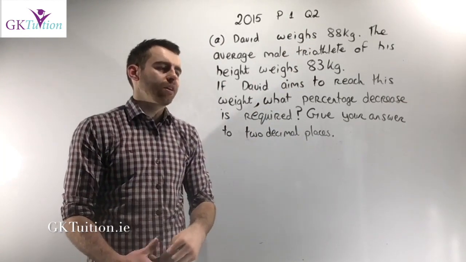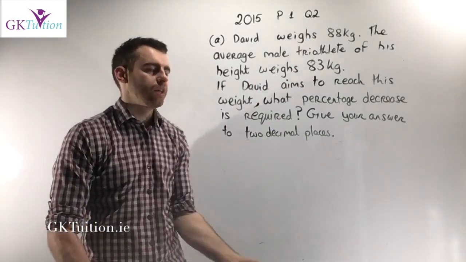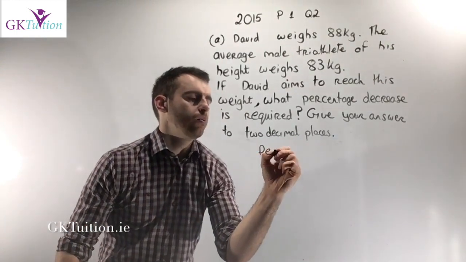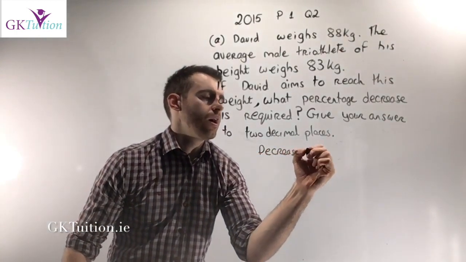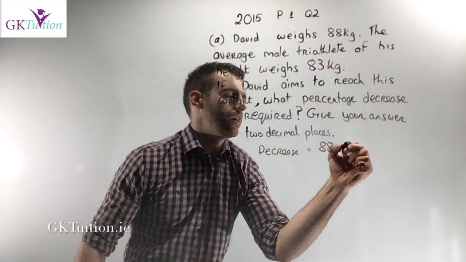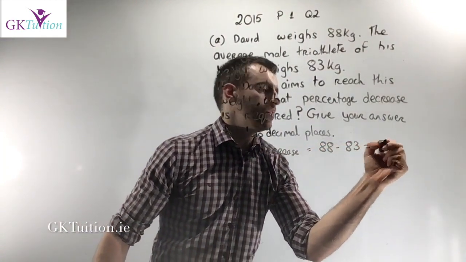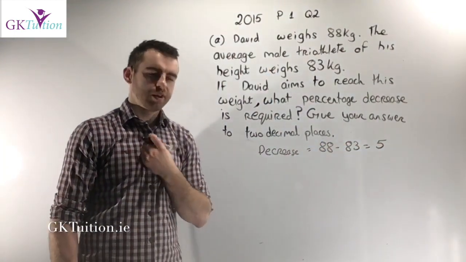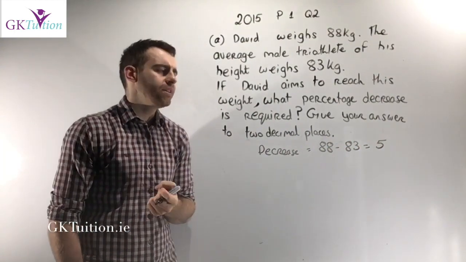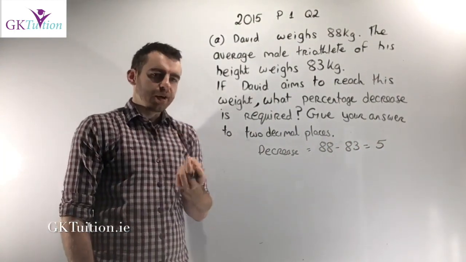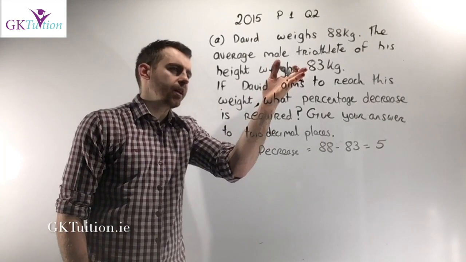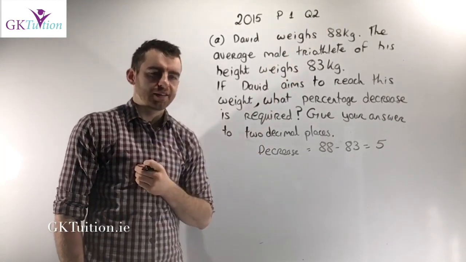So obviously the first thing I need to do is work out the actual decrease. So he currently weighs 88 kilos and he wants to go down to 83 kilos. So in other words, he wants to decrease 5 kilos. That's what he's trying to lose. Now I need to get to 5, but the question is, am I getting 5 as a percentage of 83 or 5 as a percentage of 88?